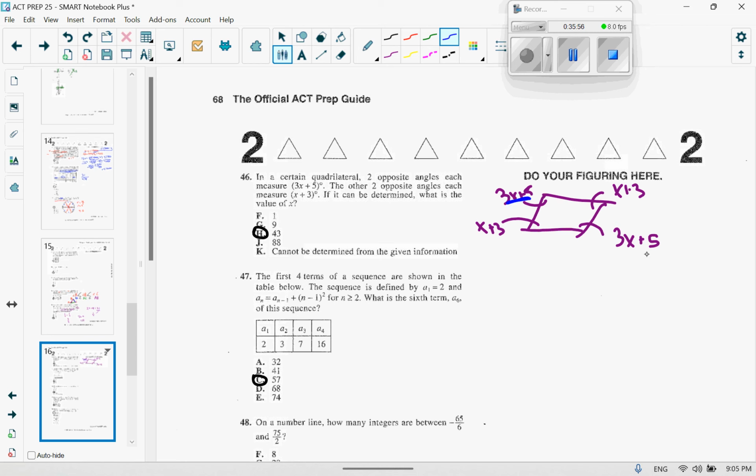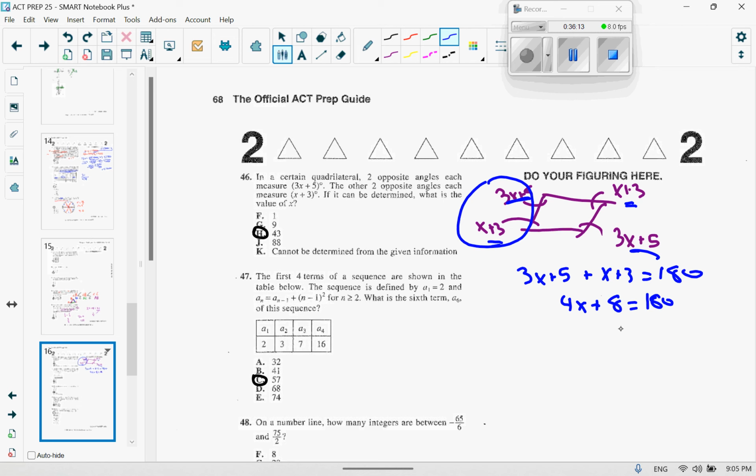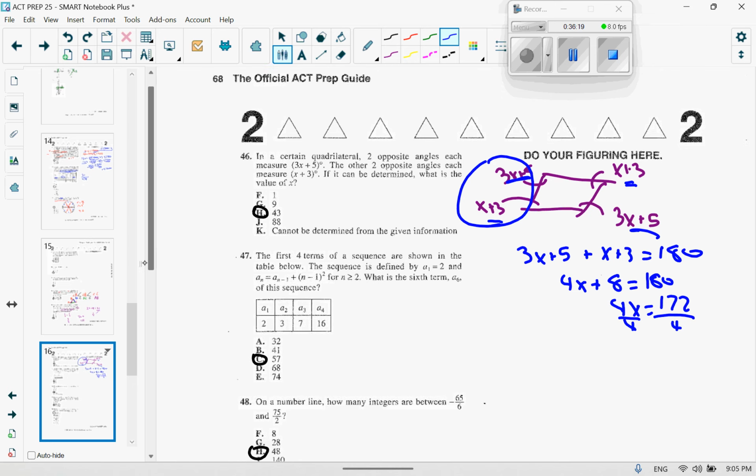But because these are the same and these are the same, I know that these two form a linear pair, and those two add up to 180. So 3x plus 5 plus x plus 3 equals 180. Therefore, 4x plus 8 equals 180. So 4x equals 172. Divided by 4, we get x is 43.